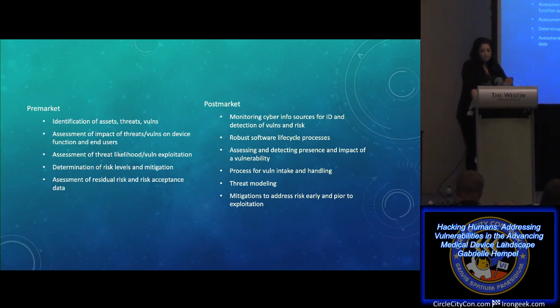Post-market, manufacturers should monitor cyber info sources for the identification and detection of vulnerabilities and risk, make sure that the software lifecycle processes are thorough and robust, assess and detect presence and the impact of a vulnerability, provide a process for vulnerability intake and handling, have a method of threat modeling, and have mitigations in place to address risk early and prior to exploitation.